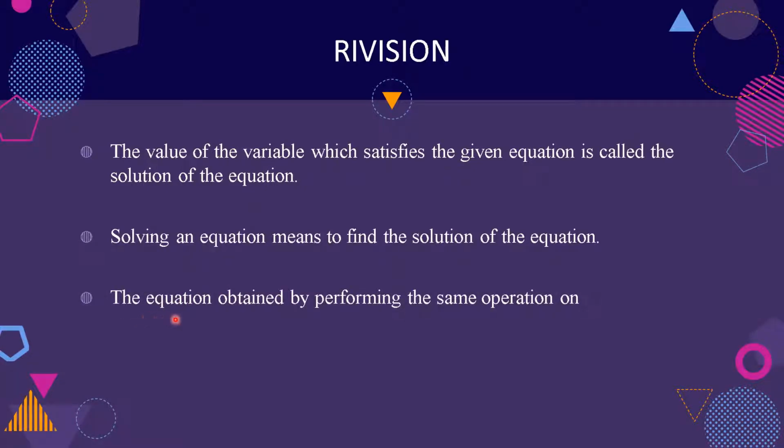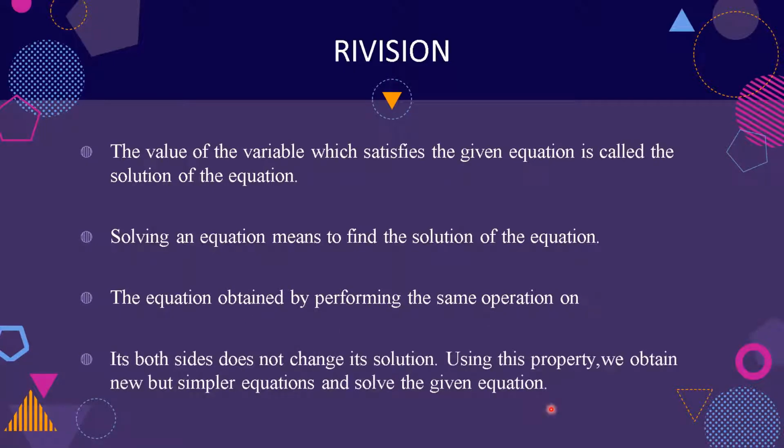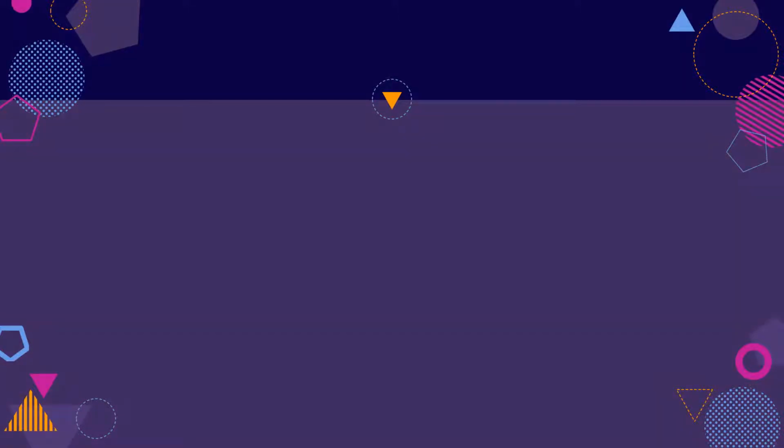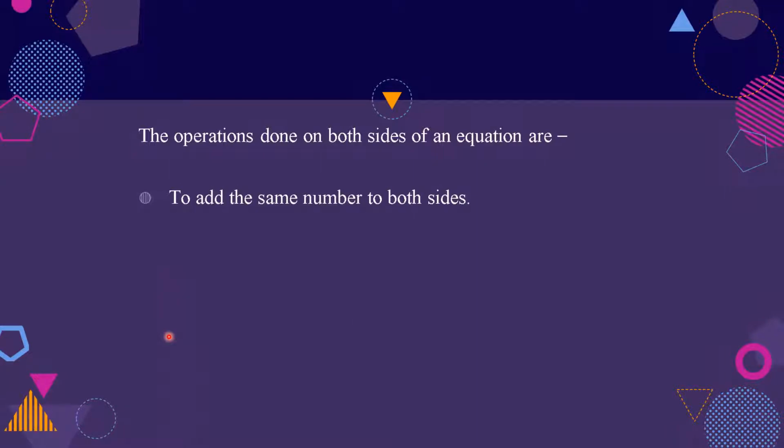Third point is the equation obtained by performing the same operation on both sides does not change its solution. Using this property, we obtain a new but simpler equation and solve the given equation. The operations done on both sides of an equation are to add the same number on both sides. That means given any equation, we can add the same number on both sides of the equation.